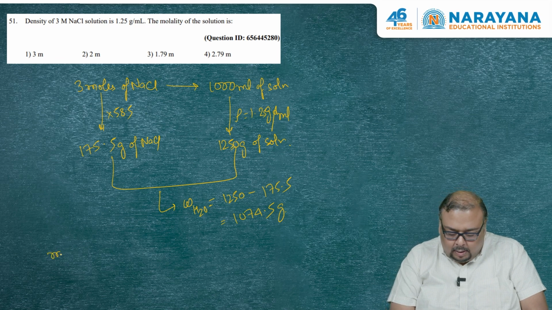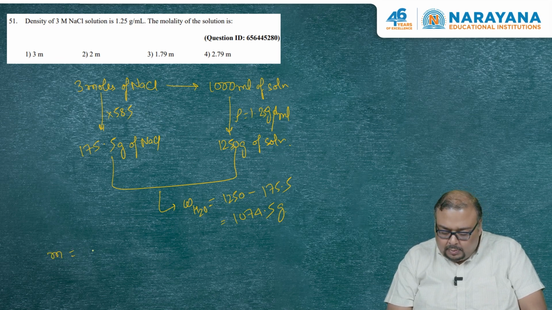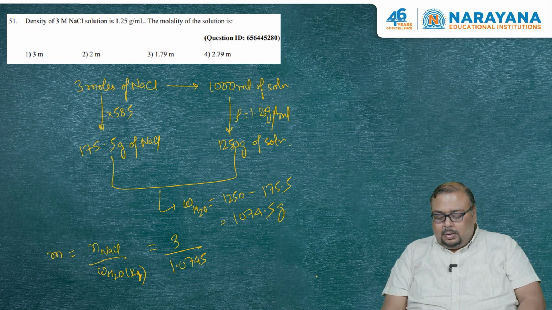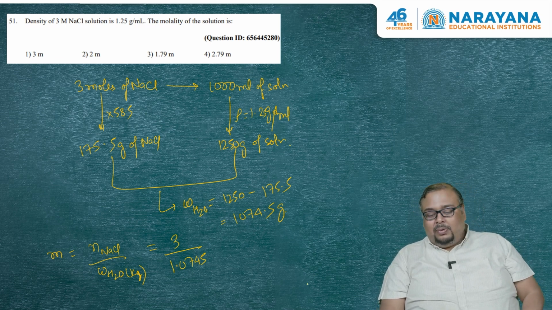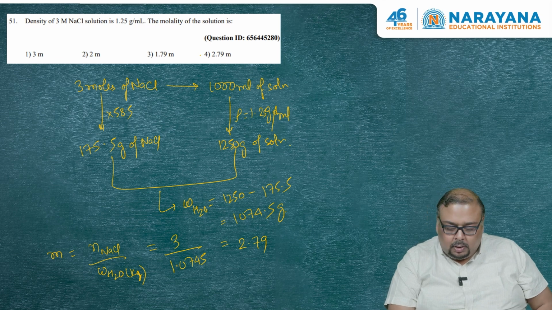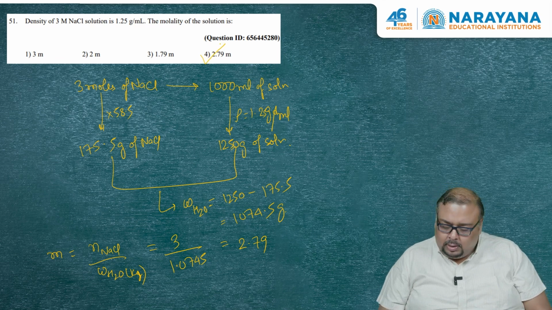so molality will be moles of NaCl by weight of water in kilograms. So it will be moles of NaCl, which is 3, by weight of water, which is 1.0745 kilograms. Now when you do this, 3 by 1 will be 3, so 3 by 1.074 will be slightly less than 3. So it should be coming out to be close to 2.79. So the answer should be option 4. Okay, so this is question number 51.